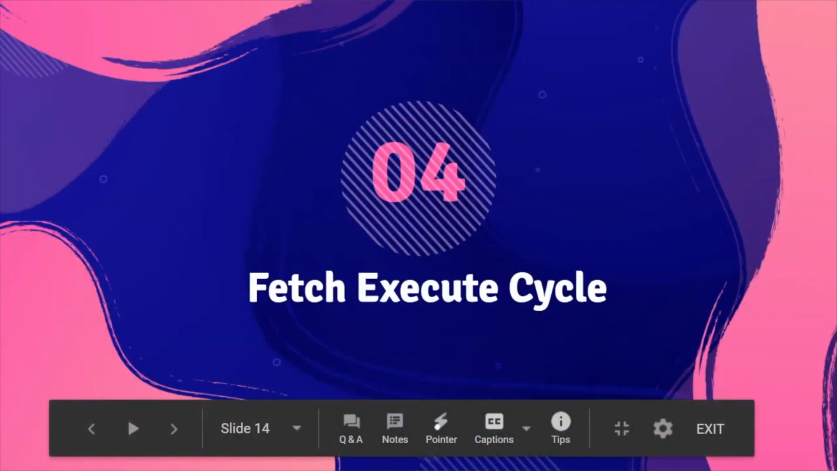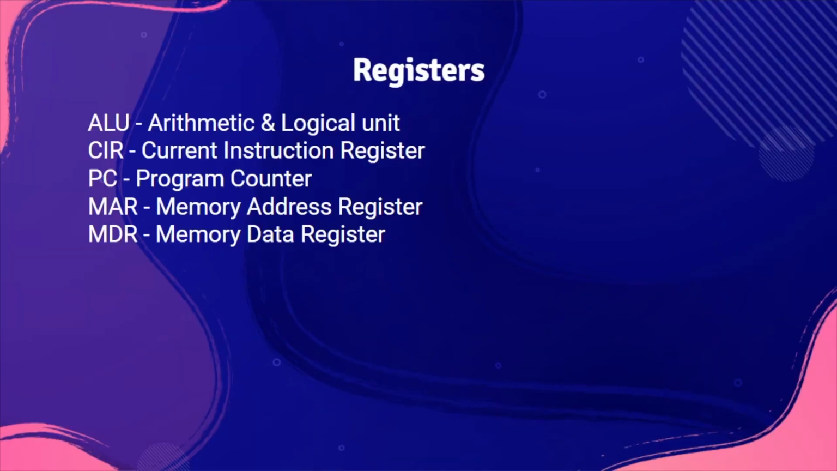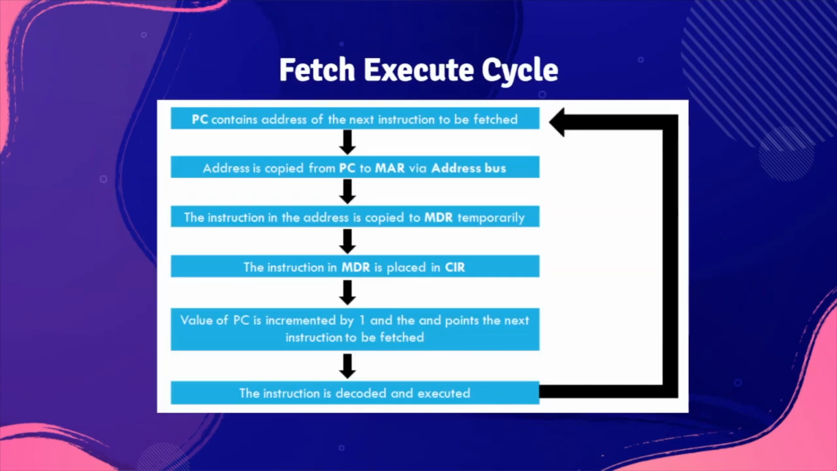We have come to the final subtopic of this video, fetch execute cycle. Before knowing the fetch execute cycle, we should know about the registers. ALU, arithmetic and logical unit, performs arithmetic and logical functions. CIR, current instruction register, holds the current instruction being processed. PC, program counter, which contains the address of the next instruction to be fetched. MAR, memory address register. MDR, memory data register. So now into the fetch execute cycle.